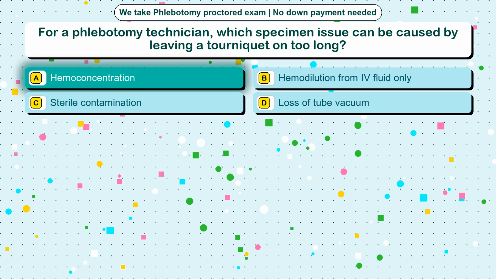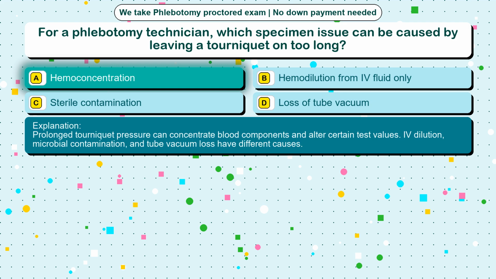The correct answer is option A. Hemoconcentration. Prolonged tourniquet pressure can concentrate blood components and alter certain test values. Dilution, microbial contamination, and tube vacuum loss have different causes. Question 65.